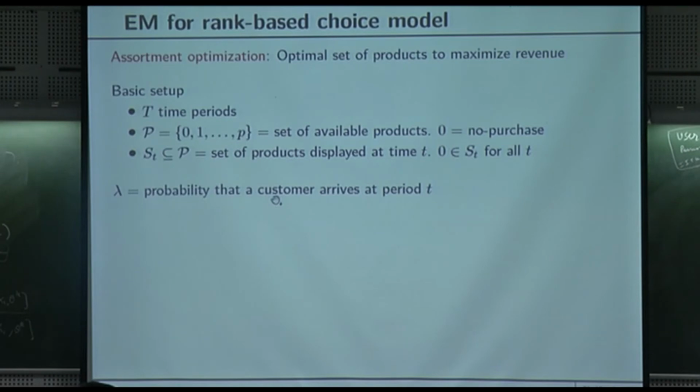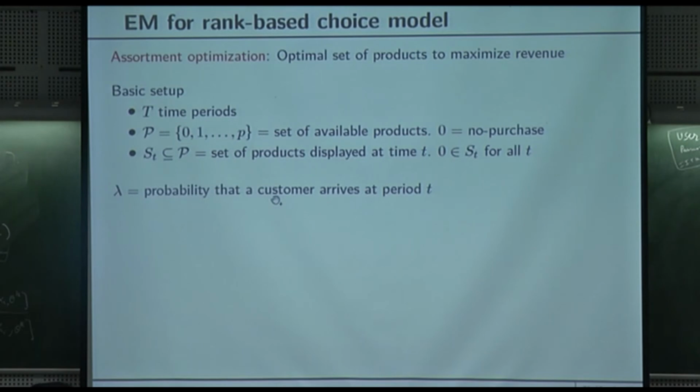So there are capital T time periods. There is a set script P of products that are available. So there are little p different products, and typically 0 is a no purchase. The way you model these things, a customer comes in, they look at the set of products that you've given them, but at the back of their mind they have another option, which is they don't like any of them, and they walk away. Or they have an alternative somewhere else which is better than what you have offered. So that's what I'll call the no purchase option, or the 0 product.